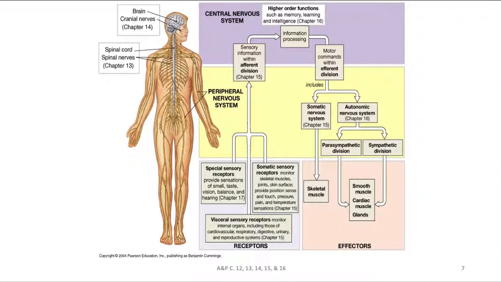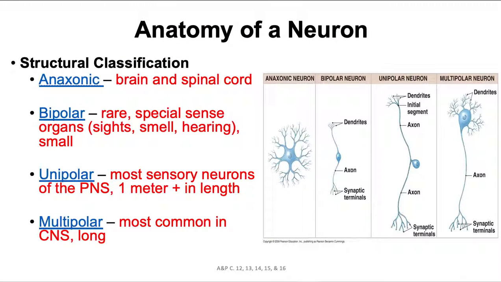You just have these different diagrams showing you the different divisions, the anatomical divisions being the central and peripheral nervous system, and then you have your functional divisions.